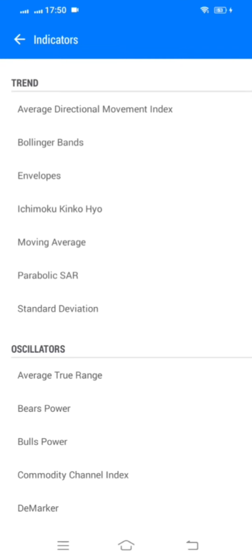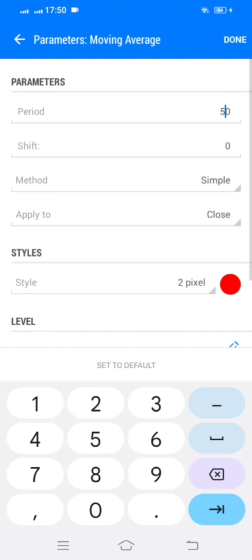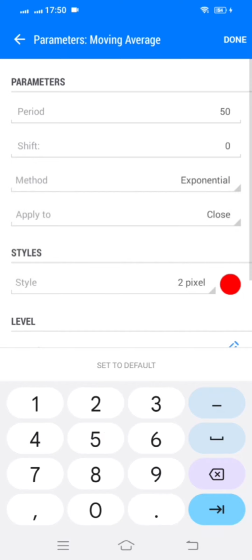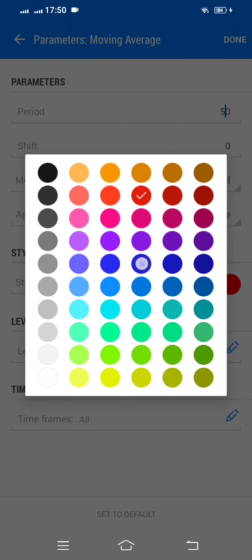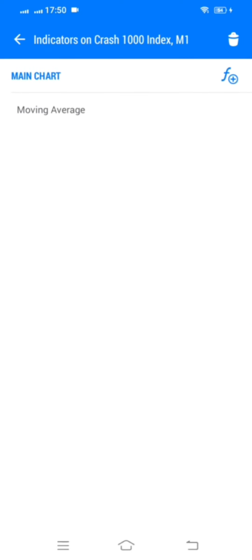And the first indicator that we are going to load is a moving average. This is what you are going to set: period 50, shift 0, method exponential, apply to close. I'll make it 4 pixel, and I will make the color blue. When you're done, you just click done.